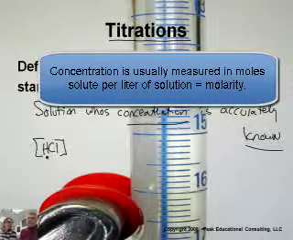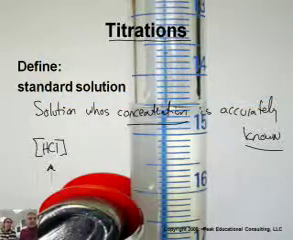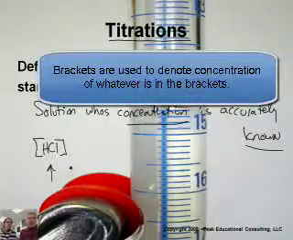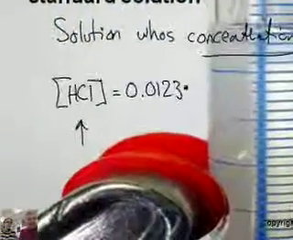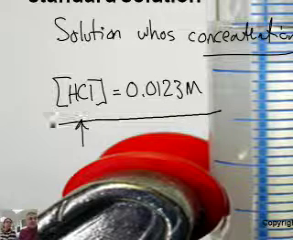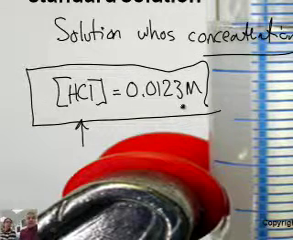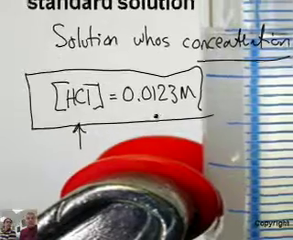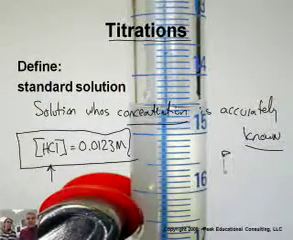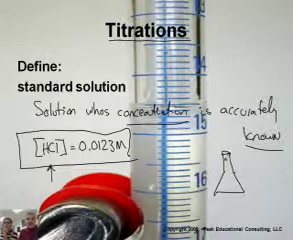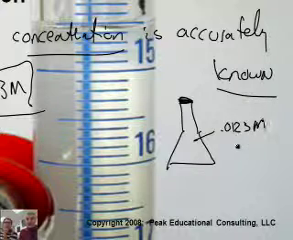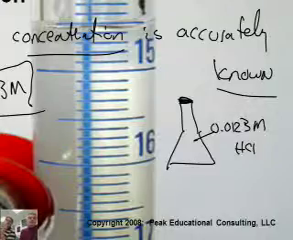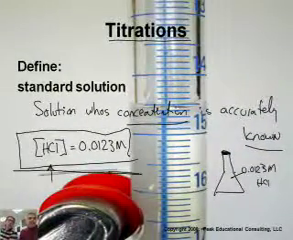So let's say, for example, I have hydrochloric acid. I put this in brackets because that means concentration. And then let's say I happen to know its concentration to be 0.0123 molar. So this would be a number, but I know this very accurately to three significant digits or something like that. That would be a standard solution. I would probably have that in some kind of container, some flask, and it would be stoppered somewhere and labeled as 0.0123 molar HCl. Caution. Acid. Dangerous.